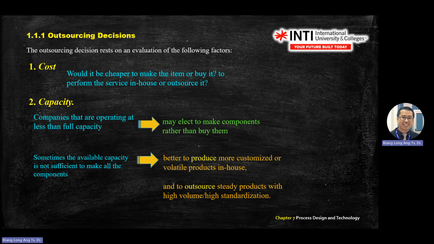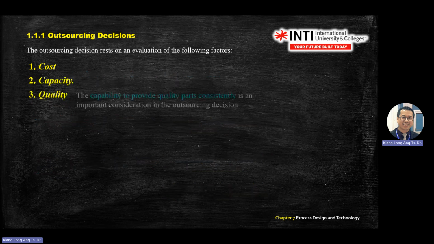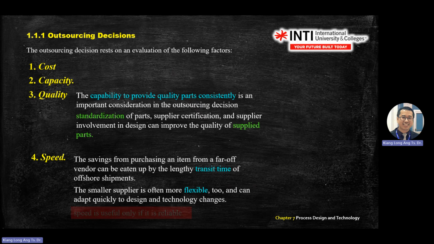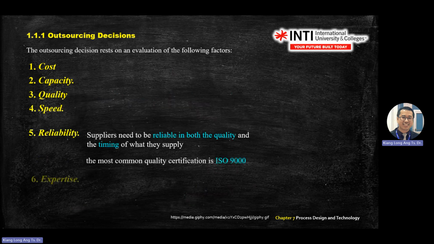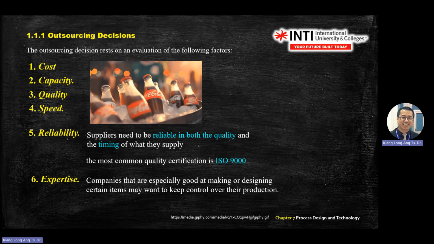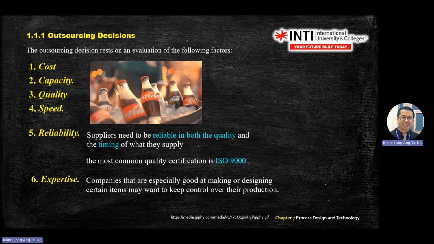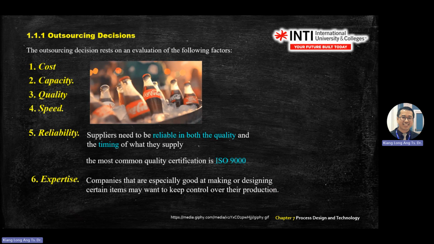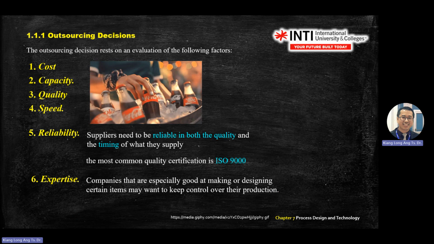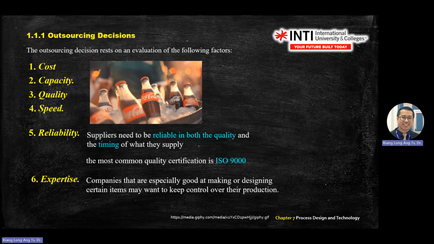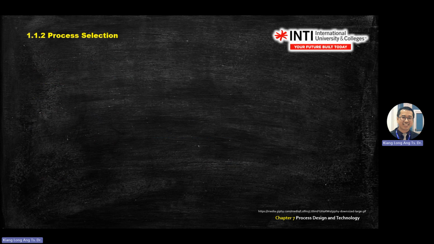Of course, money, the first one, capacity of your company, quality, speed that you need, reliability, expertise you have, all these. So these are the factors in the outsourcing decision: cost, capacity, quality, speed, reliability, and expertise that you have. Okay.